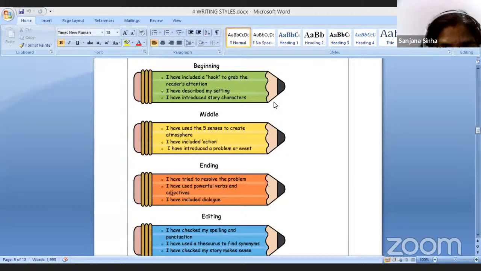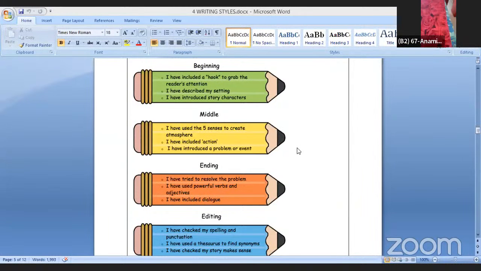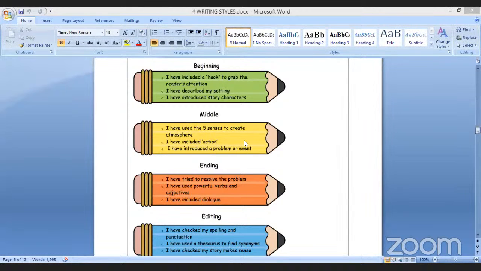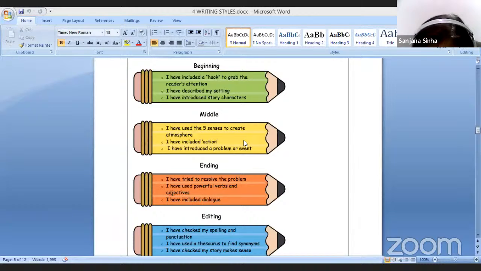So rising action क्या है, falling action क्या है, theme क्या है, sequence क्या है? Whatever you want to give the story a name, whatever name which you want to give the story. So you have in the middle, what will you do? You will use 5 senses to create atmosphere, and then you will include action, what actually happened, and then action के बाद क्या होता है? You are going to use the problem or event.